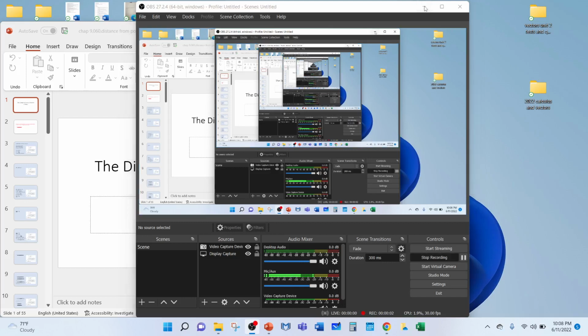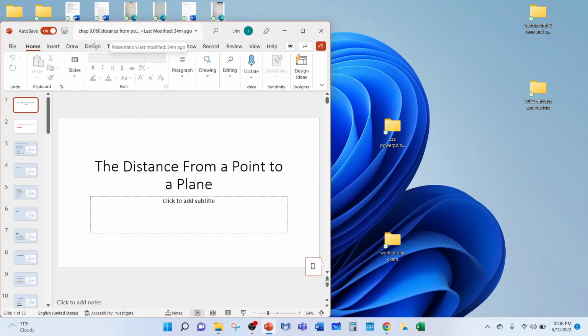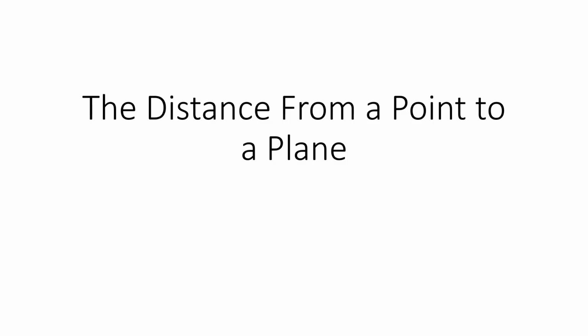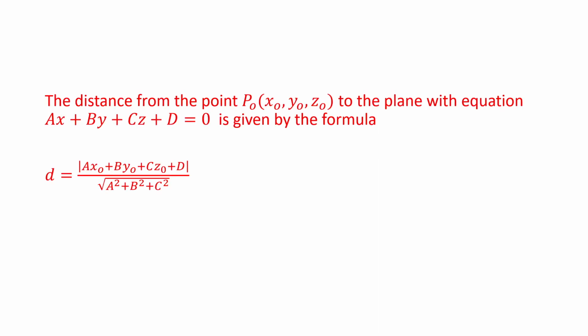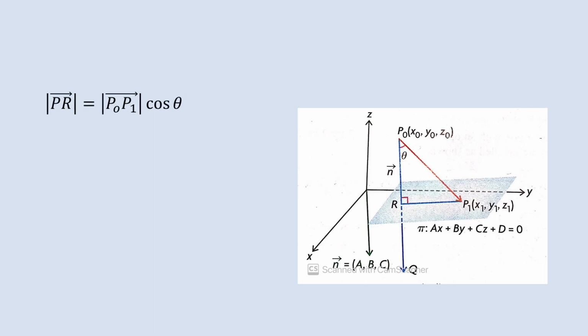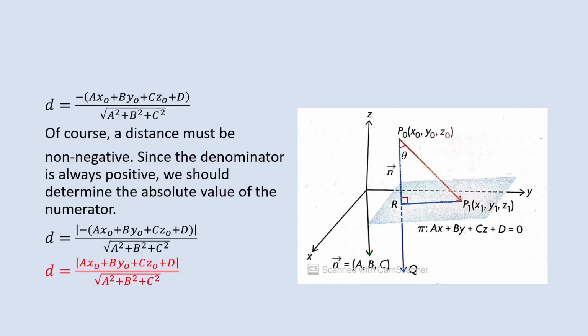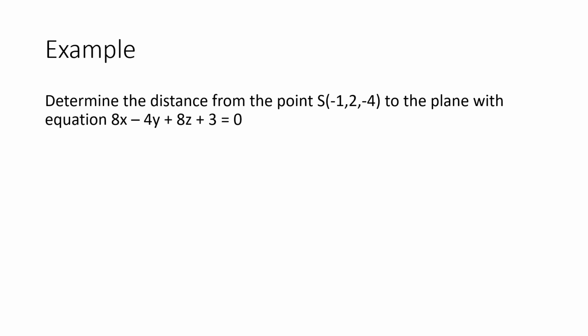In this video, we're going to talk about the distance from a point to a plane. The distance from the point P naught, (x naught, y naught, z naught), to the plane with equation Ax + By + Cz + D = 0 is given by the formula d equals the absolute value of Ax naught + By naught + Cz naught + D, all over the square root of A squared + B squared + C squared. Now, we have a proof of that formula that we develop in another video. But right now, let's just do a few user-friendly examples.